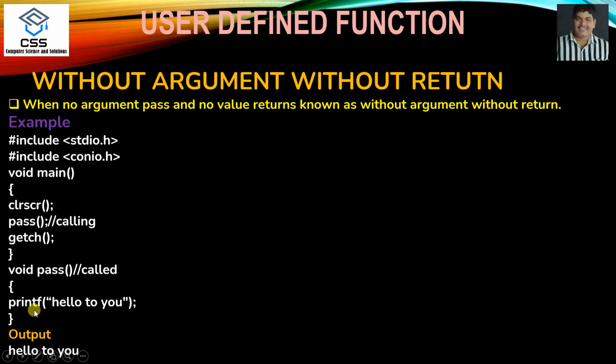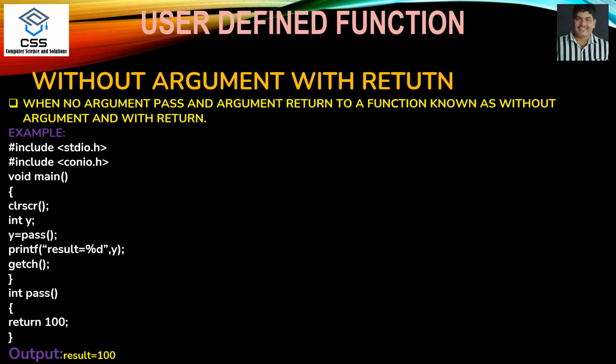The block of code executes hello to you, which means if this calling function calls, the called function will come and the code is executed, but no value is returned from the called block to the calling block, and hence it is without argument, without return. We will be running it all at a time in the last.